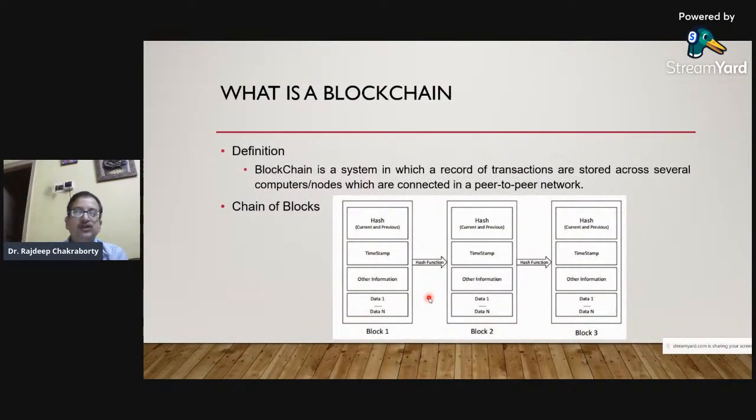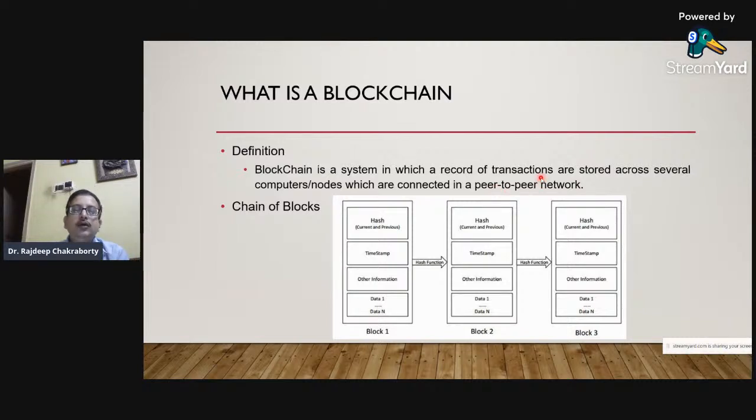Now coming to the blockchain. Basically, what is a blockchain? The basic definition is: a blockchain is a system in which a record of transactions is stored across several computer nodes which are connected in a peer-to-peer network. Peer-to-peer network means every node is connected to each other.